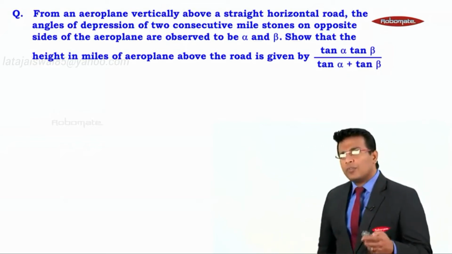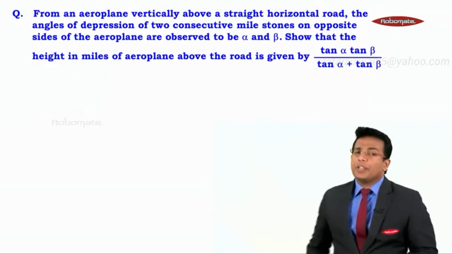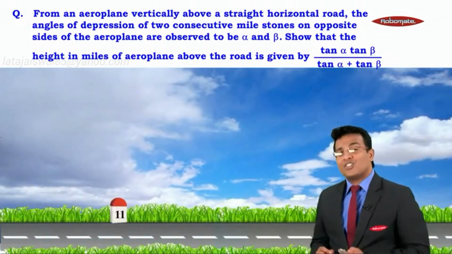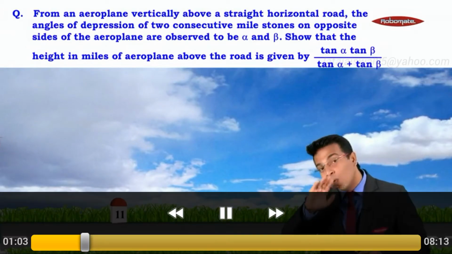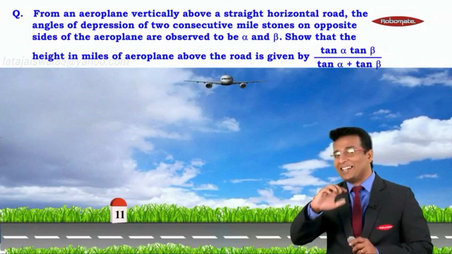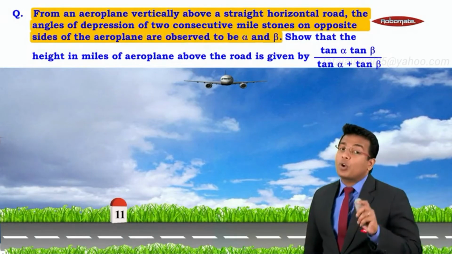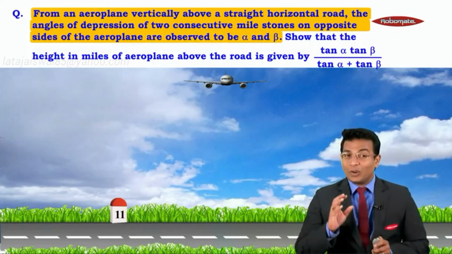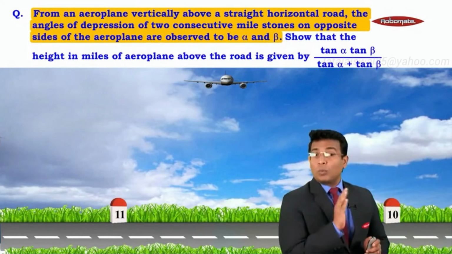So now let's understand what we are supposed to do in the sum, how we are supposed to draw this particular concept. It's very important. It says from an aeroplane vertically above a straight horizontal road. So there's a straight horizontal road and there's an aeroplane vertically above there. Now it says the angles of depression of two consecutive milestones. So we can observe there's a milestone there and there's a milestone here. So two milestones.